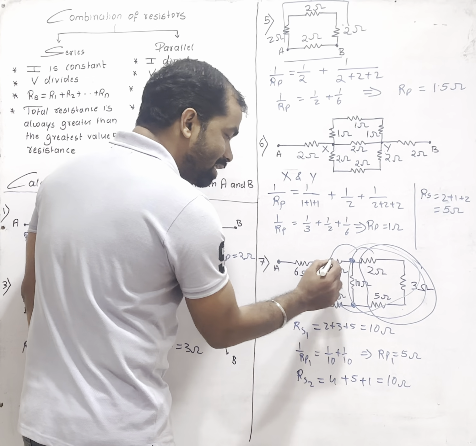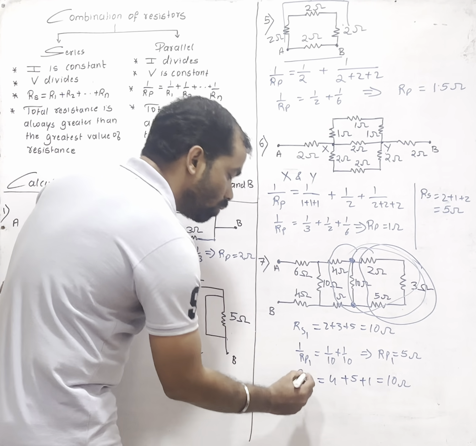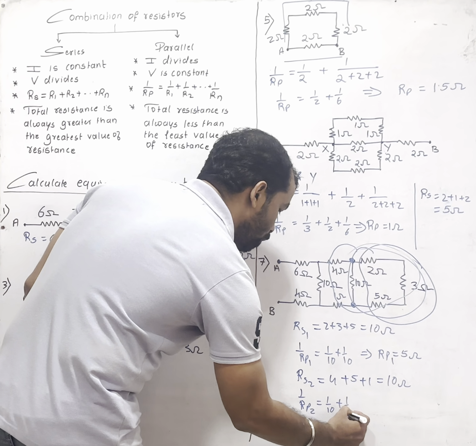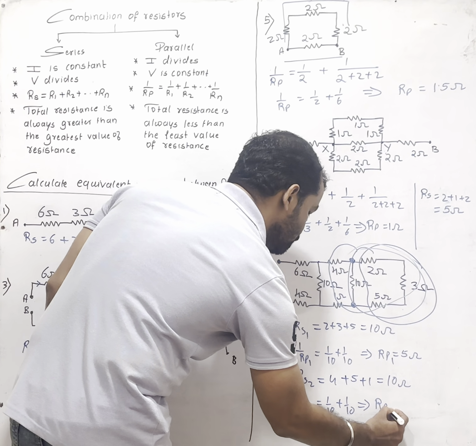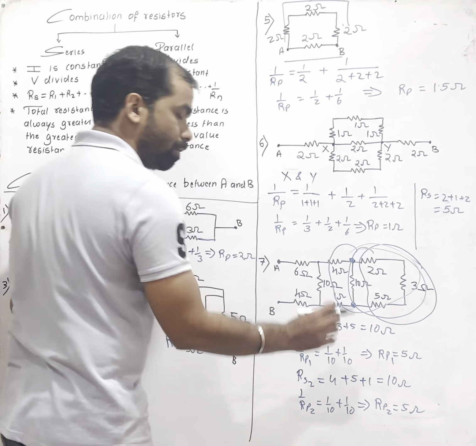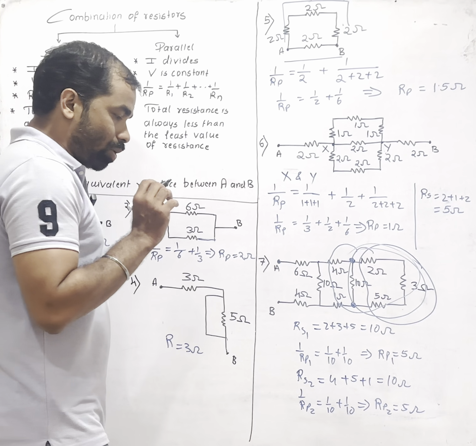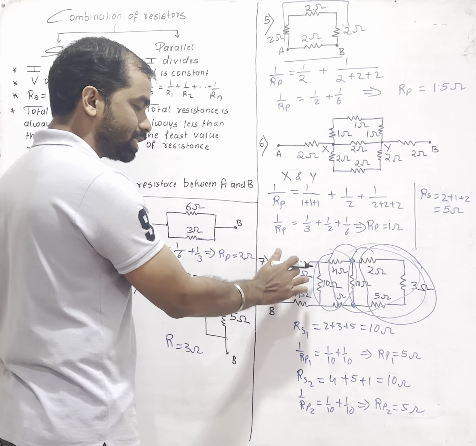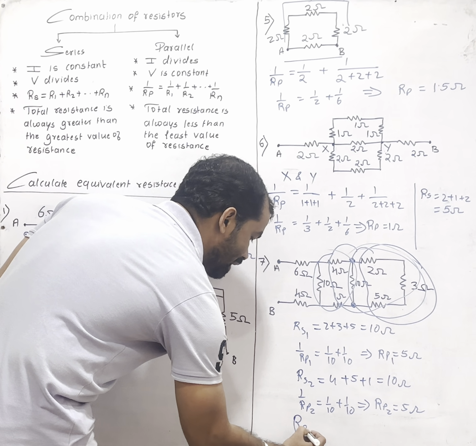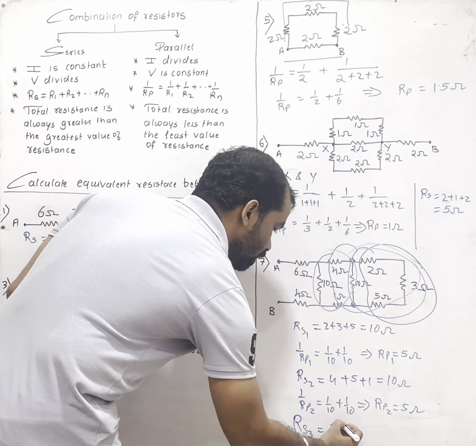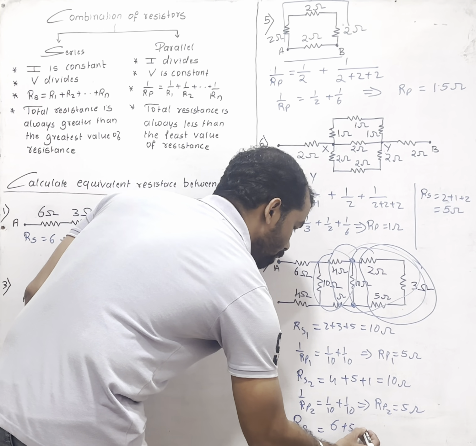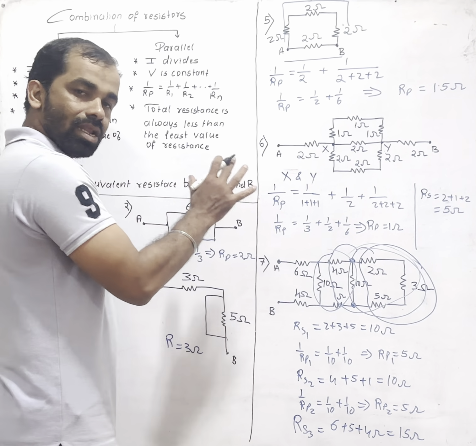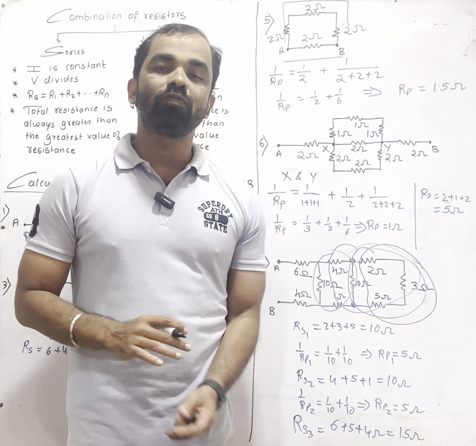Now that 10 is in parallel with this 10. So find RP2. 1 upon RP2 will be 1 upon 10 plus 1 upon 10. Again RP will come 5 ohm, by simple maths. Now last thing, till here I got 5. Now that 5 is in series with 6 and 4. So the final answer RS3 will be 6 ohm plus 5 ohm, that you got as RP, plus 4 ohm, that is 15 ohm. So the total resistance of this combination is 15 ohm.